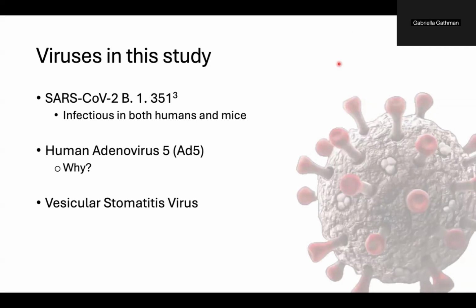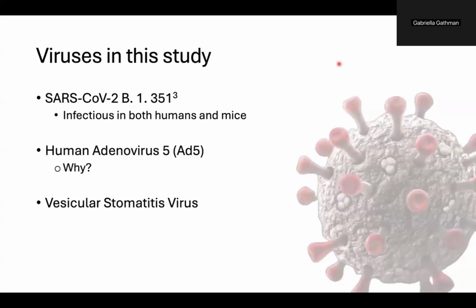There are three different kinds of viruses that are used in this study, the first and most prominent being SARS-CoV-2 B1351, which is a variant containing a mutation in the receptor binding domain. This variant is also used in this study because it is infectious in both humans and mice, which is very advantageous when one is employing vaccine trials in a murine model in the hopes of eventually pursuing human clinical trials.